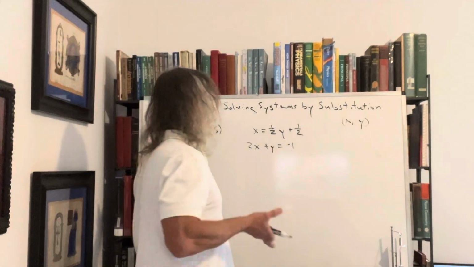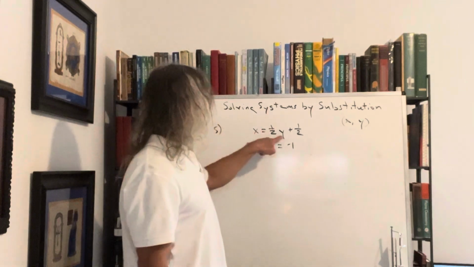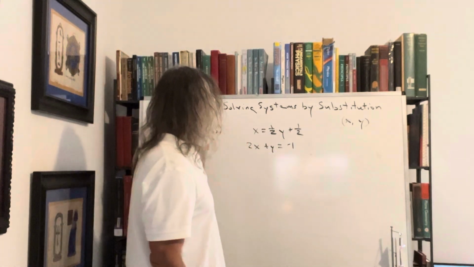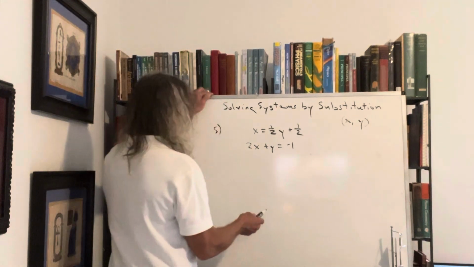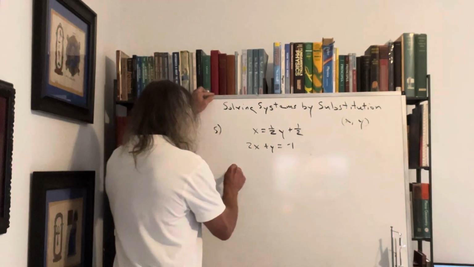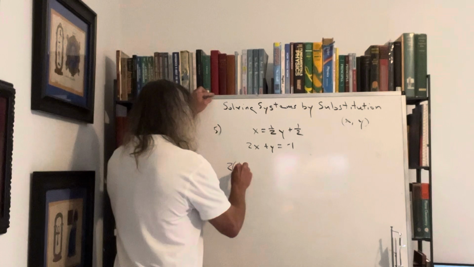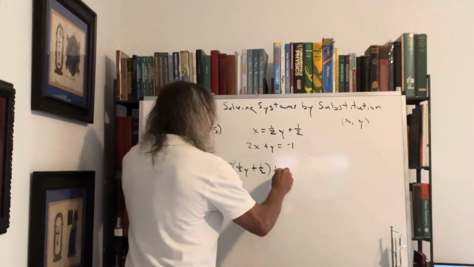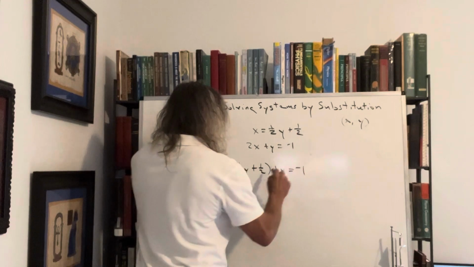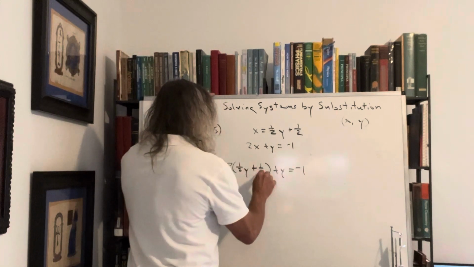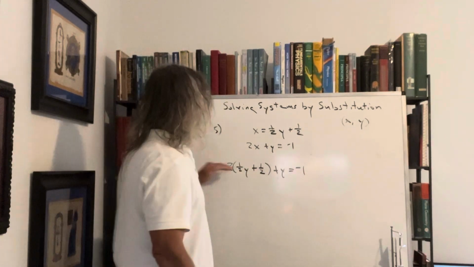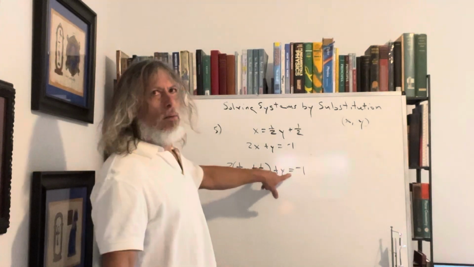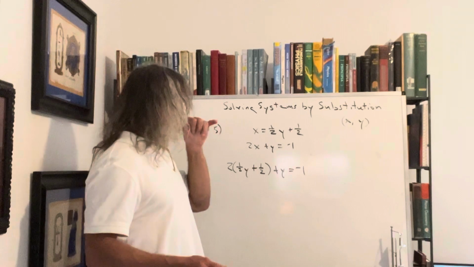Substitution. We put one thing in place of another. X is this. So we get all this stuff and put it in place of the x. So 2 times (1/2 y plus 1/2) plus y is -1. So now notice one equation, one equal sign with only the letter y in it, so we can solve.